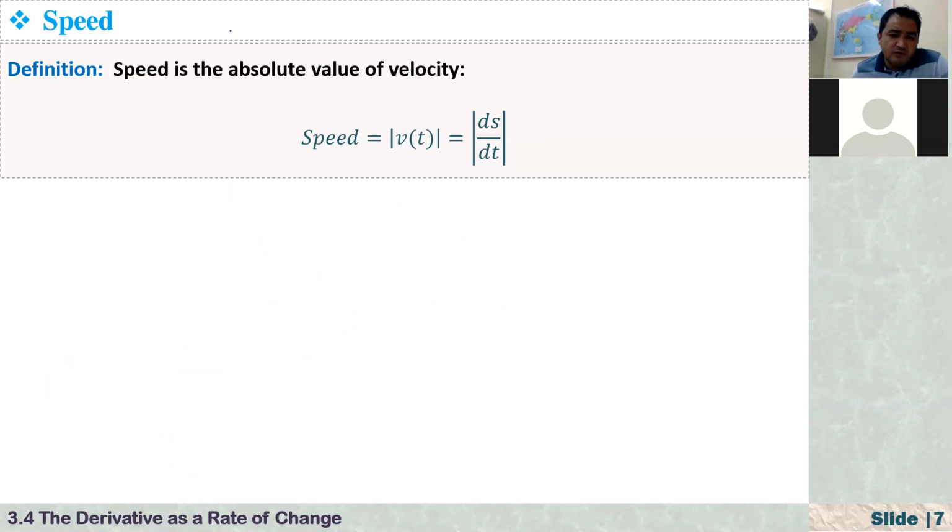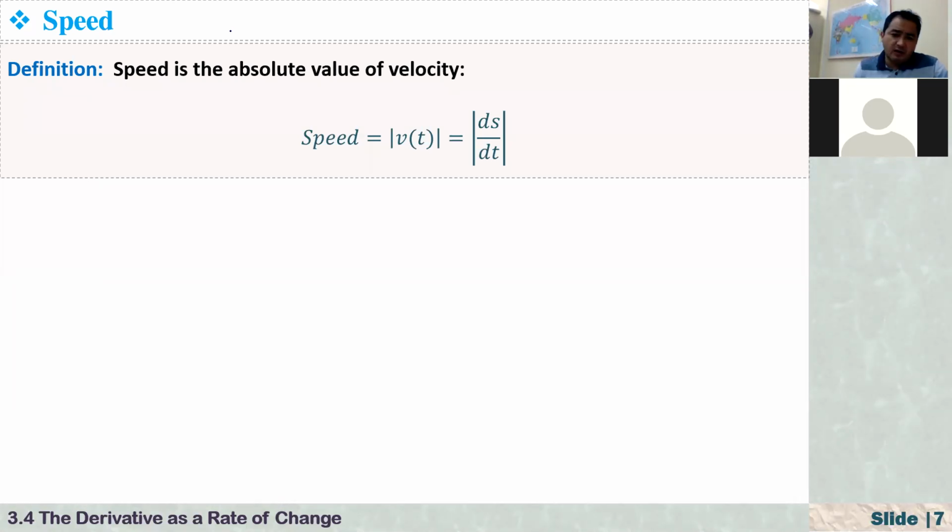Another definition we need to know, which you also know from high school, is speed. Speed is the absolute value of velocity, because velocity has magnitude and also direction. In our case, the particle is moving along a straight line, horizontal or vertical, and the sign describes whether the point is moving to the right or to the left, forward or backward. If velocity is positive, it is moving forward. If it is negative, our point is moving backward, towards the origin or initial point.